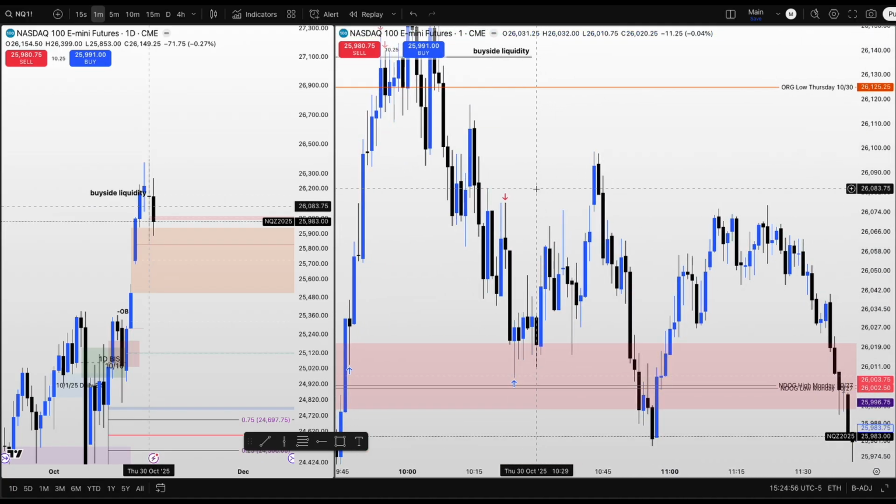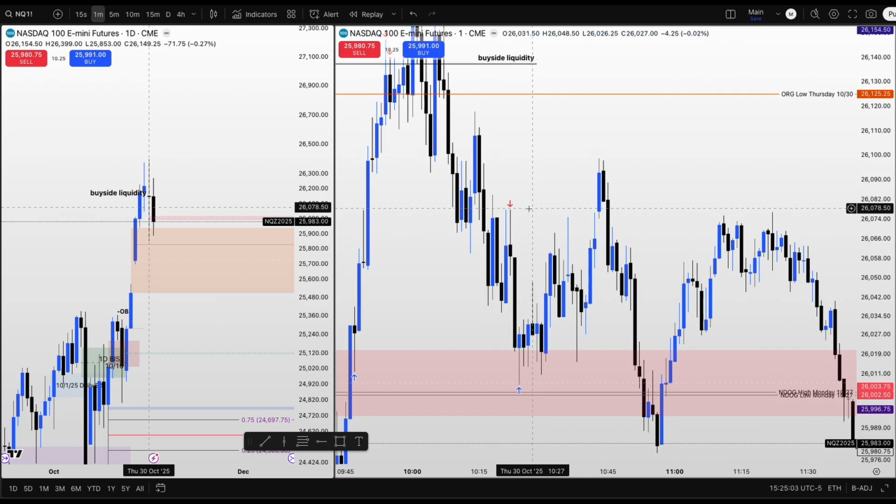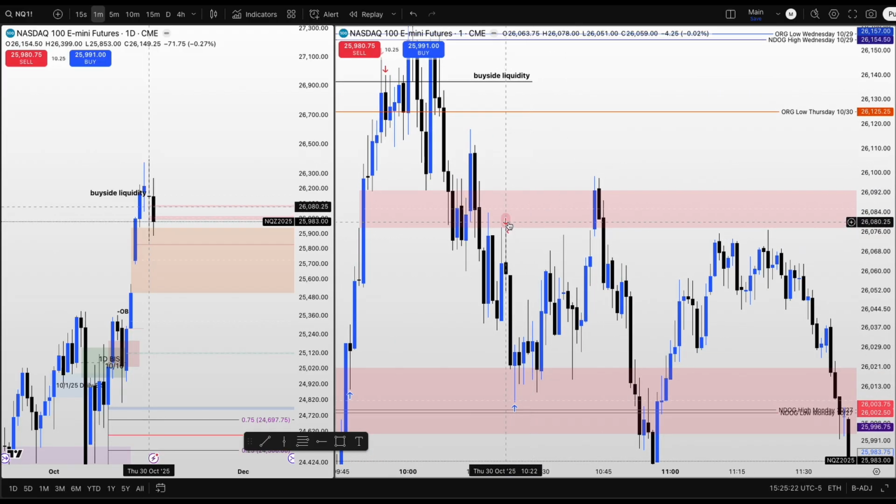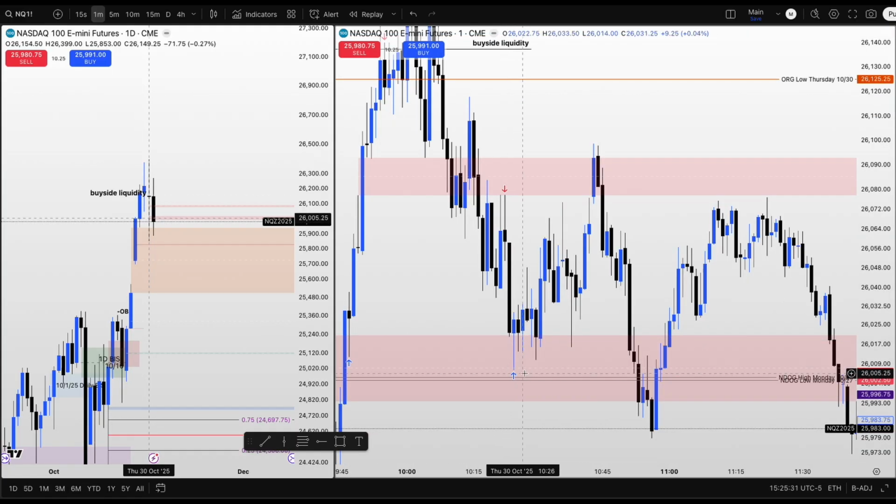I also had a second smaller scalp that I took after 10 a.m. on Thursday. I was trying to go for shorts here. I was using this fair value gap right here. As we were wicking into it, I did another market order. I was targeting this new day opening gap here.